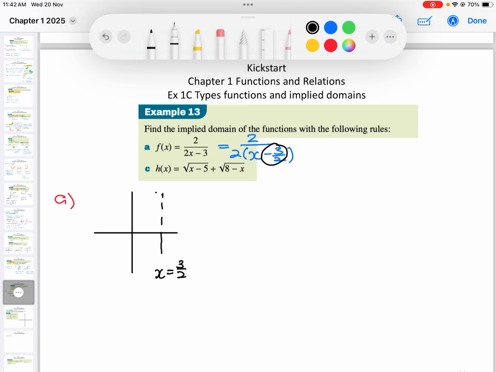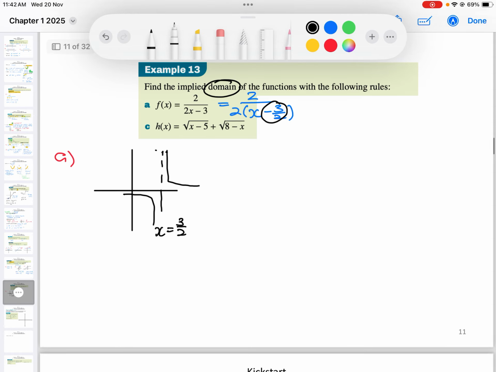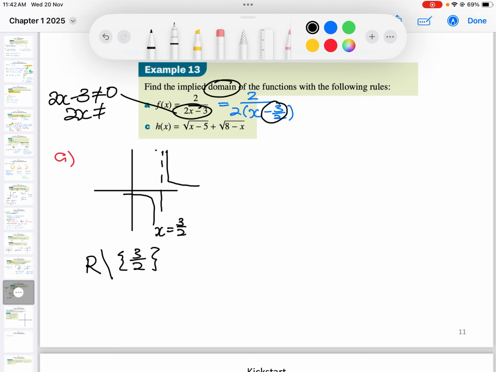And it looks like this. So what do we want to find? The implied domain. So it is all the numbers except for 3 on 2. You might prefer to do this algebraically and just say 2x minus 3 cannot be 0. So 2x cannot be 3. X cannot be 3 on 2. So that is what we've got here.